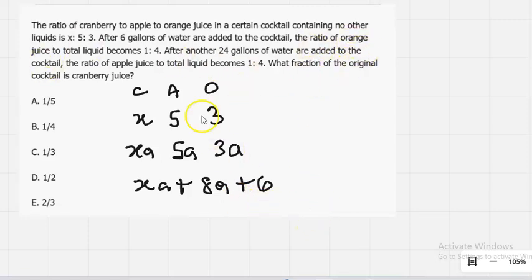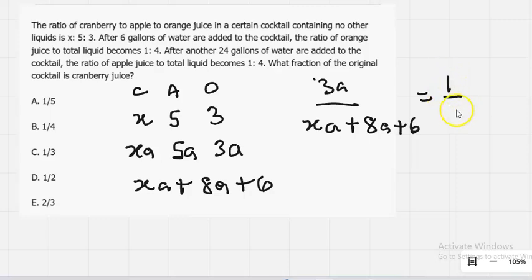The volume of orange juice, we created this amount for orange juice, it will be 3A over the total liquid, because the ratio of orange juice to total liquid becomes 1:4. So total liquid is, make sure to align the parameters properly, XA plus 8A plus 6. So we are told this ratio is 1/4. So let's continue with this.